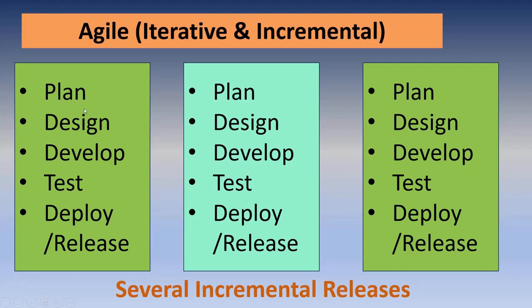At the end of each iteration, we release a shippable increment or minimum viable product. It means that once we release it, it should be in a workable, testable state. The customer should get at least some money out of it, right? So we are doing increments as well as iterations. We are doing learning, and we are providing a minimal working product at the end of every iteration. That is why agile is called iterative and incremental.